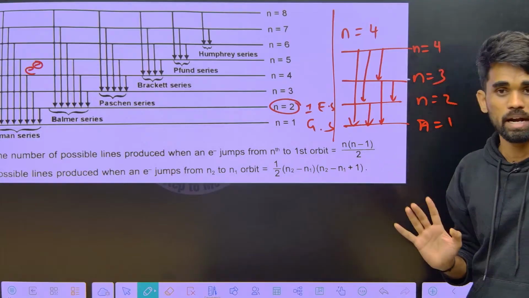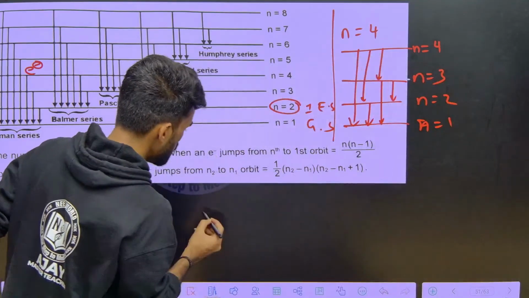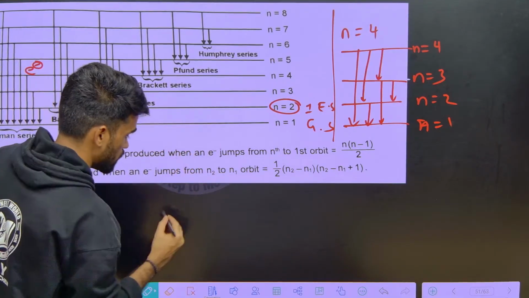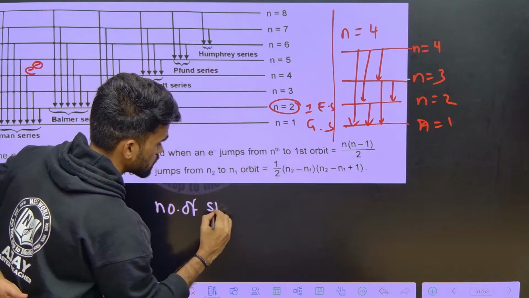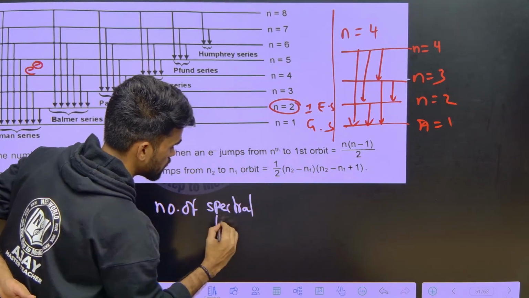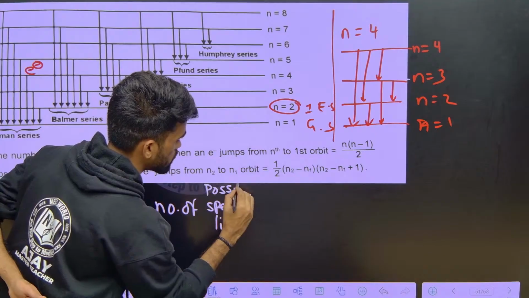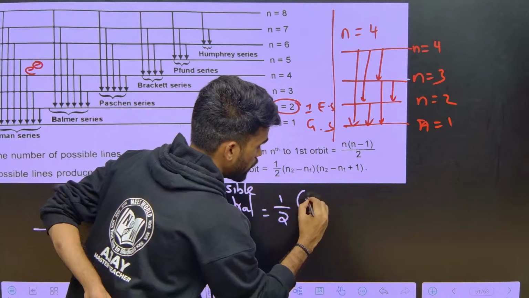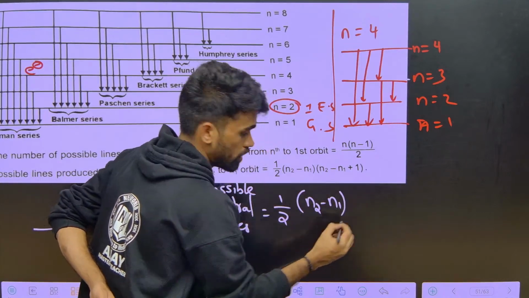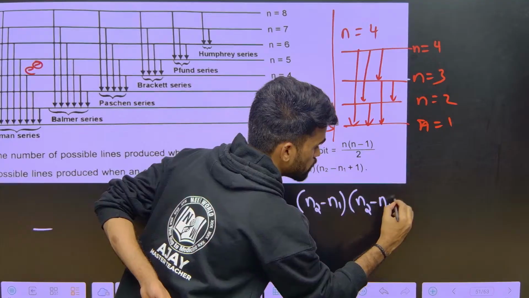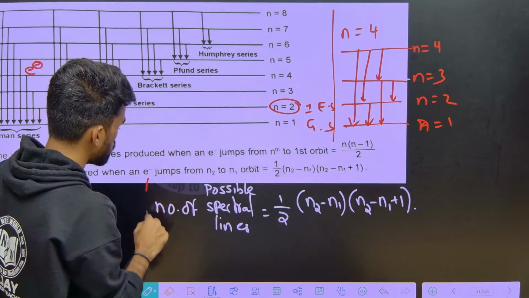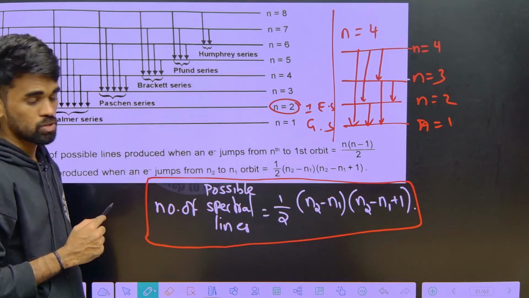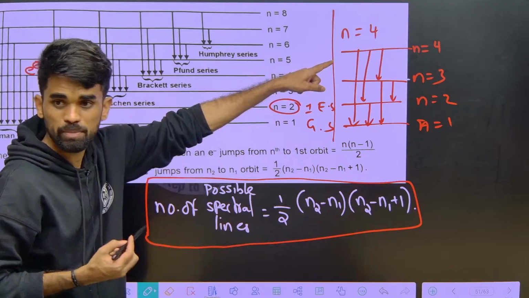So you can use this formula directly. What is the formula? For the number of possible spectral lines, for any possible case you can use this formula. Possible spectral lines is equal to half into n2 minus n1 into n2 minus n1 plus 1. This formula you just remember for all possibilities. Now just put in the values and tell me the answer.